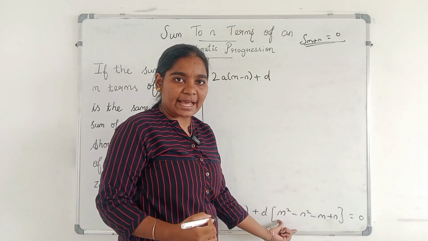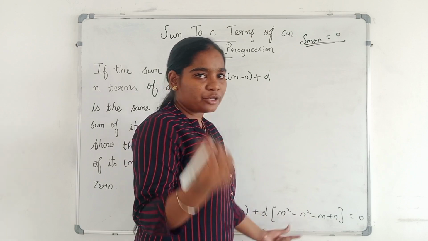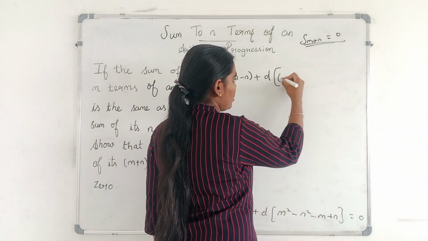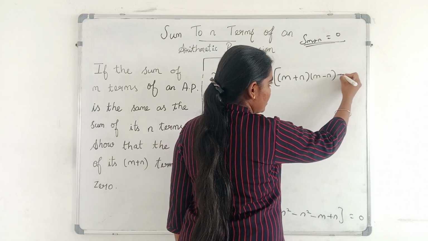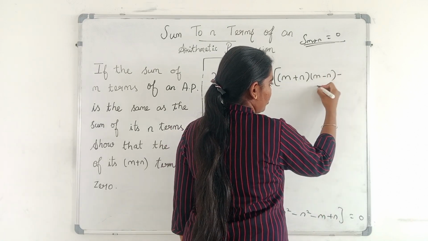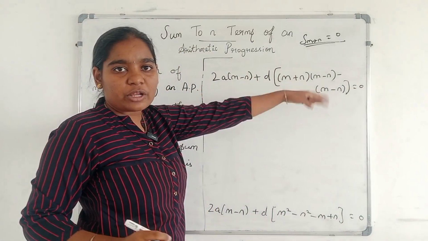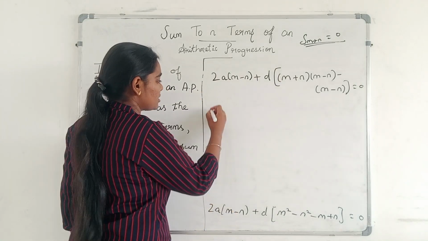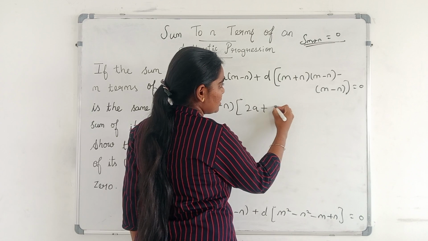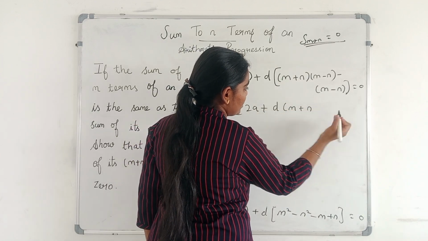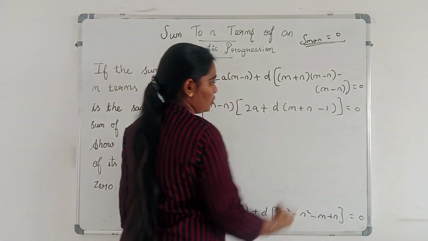Here we can apply the algebraic identity. Here m square minus n square means m plus n into m minus n. So, m plus n into m minus n. Here, take minus as common from minus m plus n, so what you will get is minus of m minus n. From this whole equation, you can take m minus n as common. So, m minus n into 2a plus d into m plus n minus 1 equals 0.